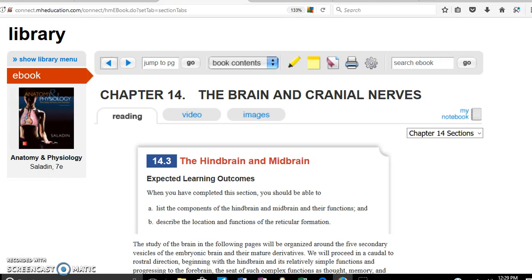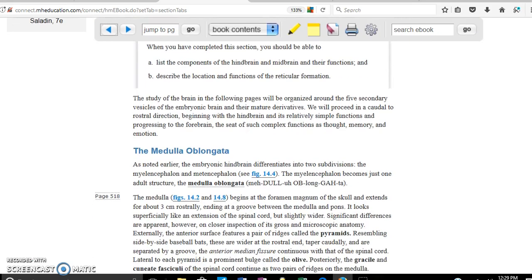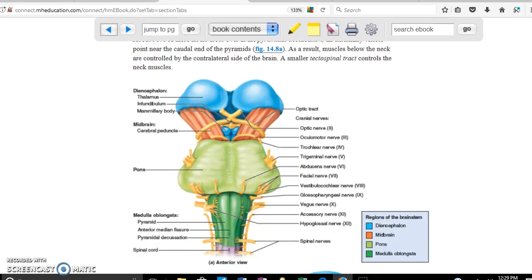Okay, the next topic is hindbrain and midbrain. As I said, these are embryological terms that you don't need to know, but they correspond to the brainstem. So let's take a look at that. The brainstem has three parts: the medulla oblongata, pons, and midbrain. So let's take a look at the figure.